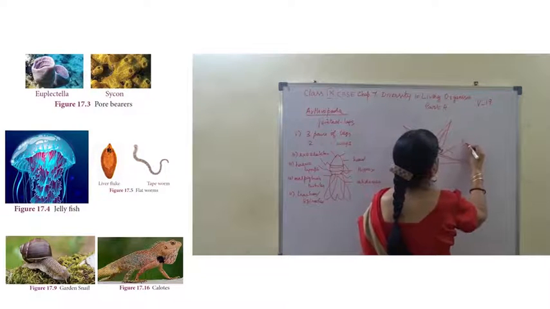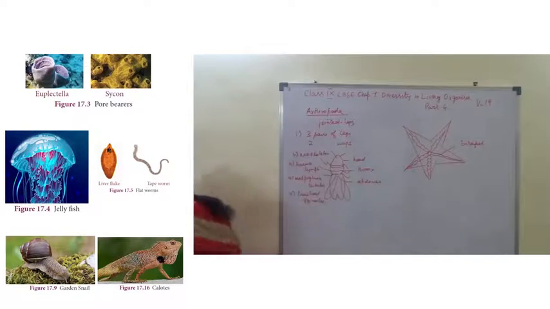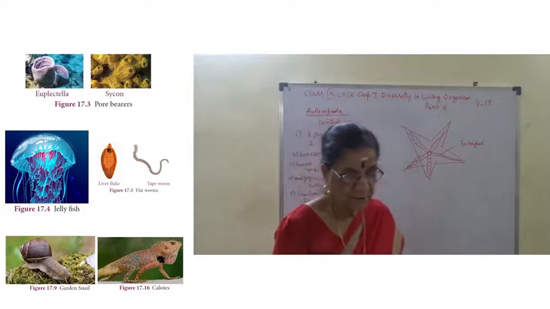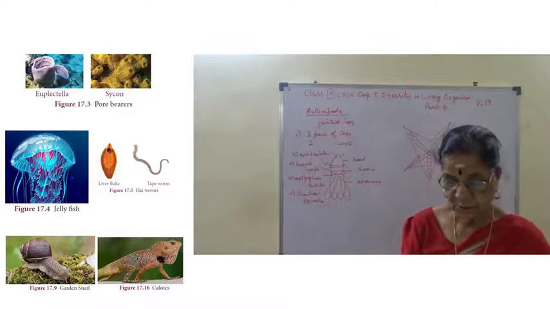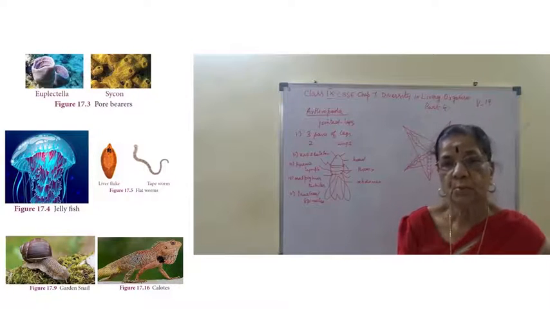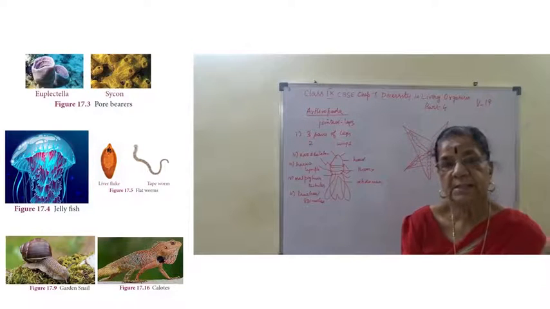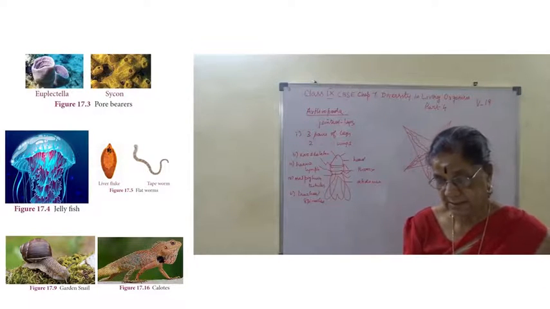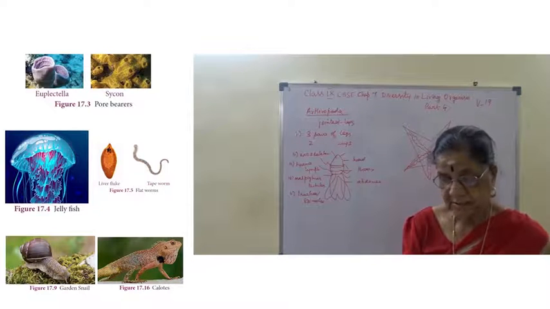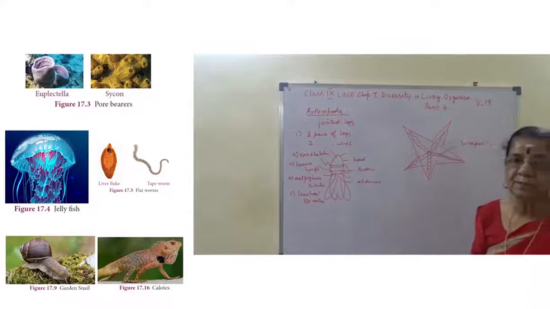Right? This is called tube feet. With the help of tube feet, it moves from one place to another. That is called the water vascular system. So they have a peculiar water-driven tube system that they use for moving around. They have a hard calcium carbonate structure that is used as a skeleton. Examples: starfish and sea urchin. So this is for phylum echinodermata.